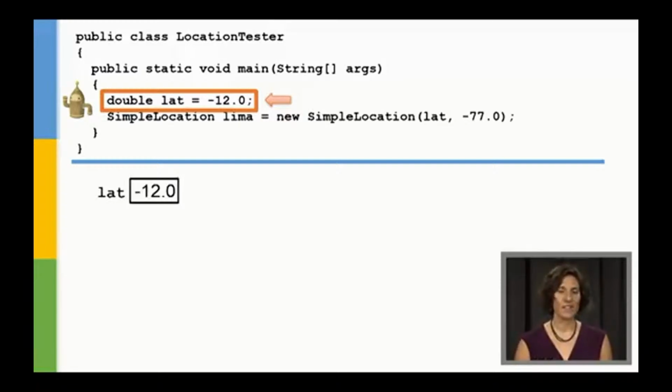There you go. There's our variable. It's called lat, and it stores the value -12.0. But now we're going to, as I mentioned, layer in a notion of scope. So this variable doesn't exist just anywhere. It exists inside the scope of the main method.